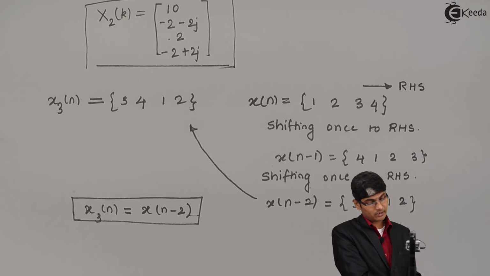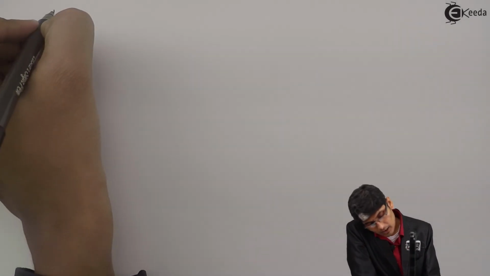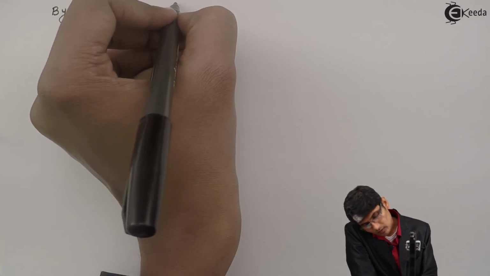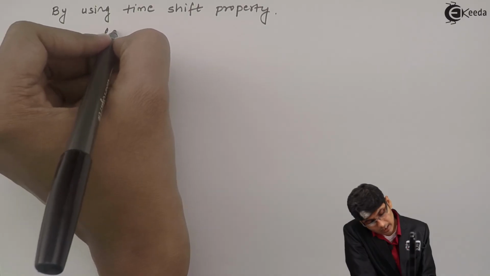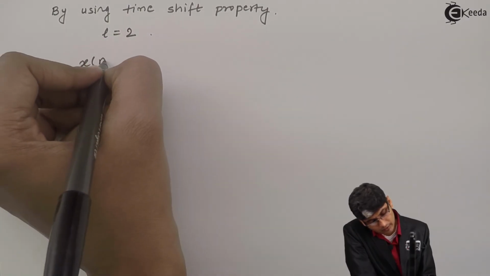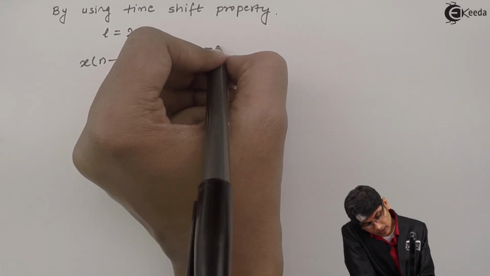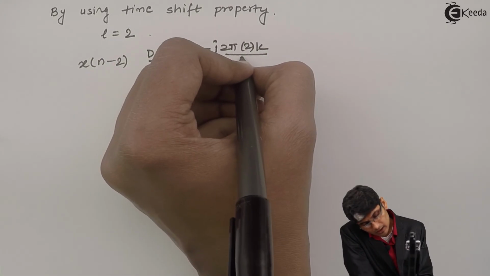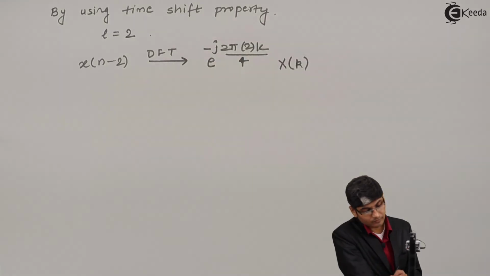Again we can obtain the X3 of k by using time shift property. In this now the L value is 2. So, by using time shift property with L equals to 2, we get X of n minus 2, its DFT is e raised to minus j, because it is minus 2 pi 2k by 4, let us say, X of k, right.